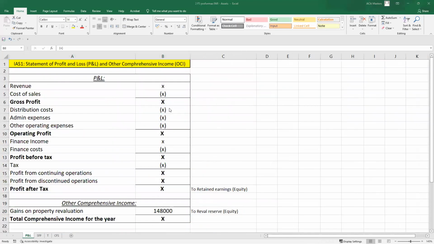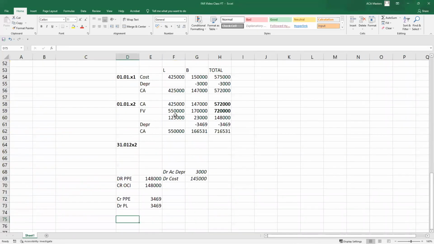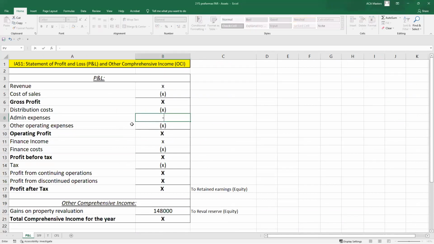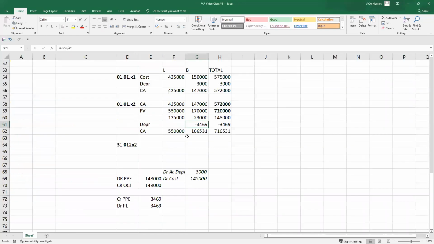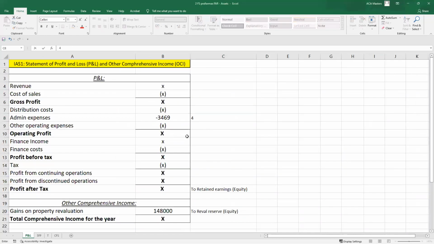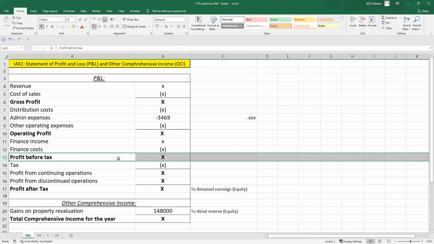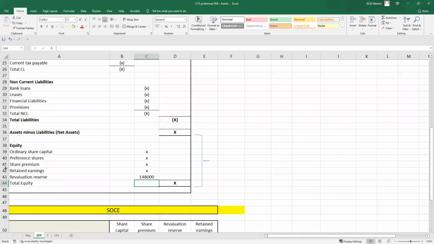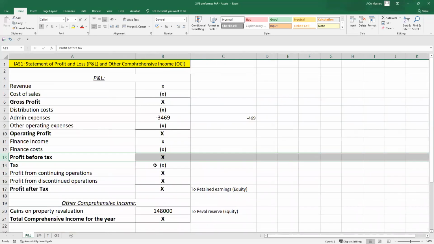So this additional depreciation, so if the asset had never been revalued, we would have had depreciation of 3K. Instead, we've got 3,469. So therefore, there's an additional depreciation of 469. And therefore, that's reducing the profits for the year. So you can see profits for the year are now going to be lower, and profits are transferred into retained earnings. So therefore, retained earnings are going to be lower.